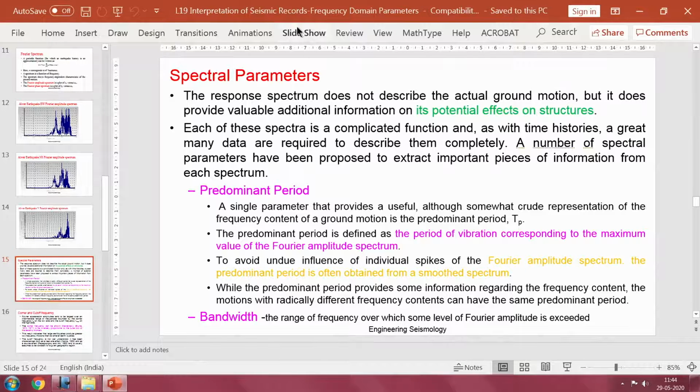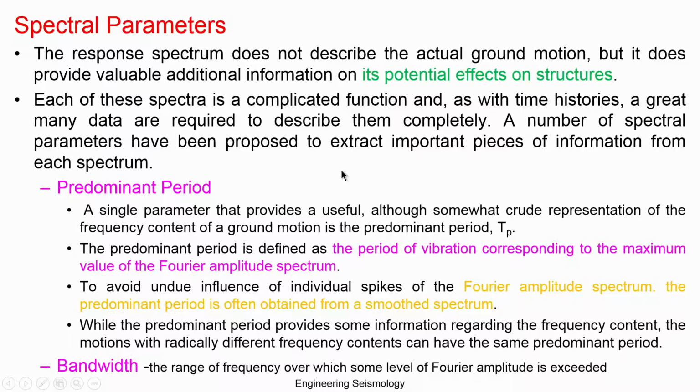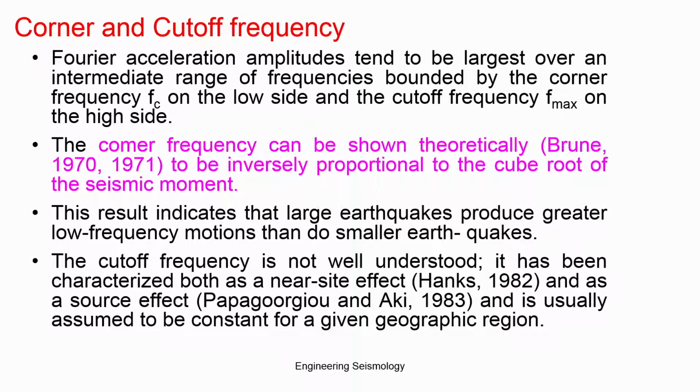The Fourier spectrum can further be used to get other parameters which are useful for the seismology part. The Fourier acceleration amplitude tends to be largest over an intermediate range of frequency, bounded by a corner frequency Fc on the low side and a cutoff frequency F max on the high side. The corner frequency can be shown theoretically, as Brune showed in 1970-71, to be inversely proportional to the cube root of the seismic moment. So the result indicates that large earthquakes produce greater low frequency motions than smaller earthquakes.